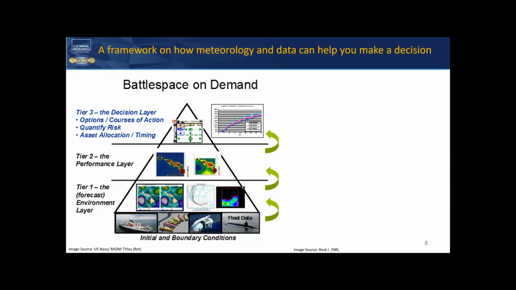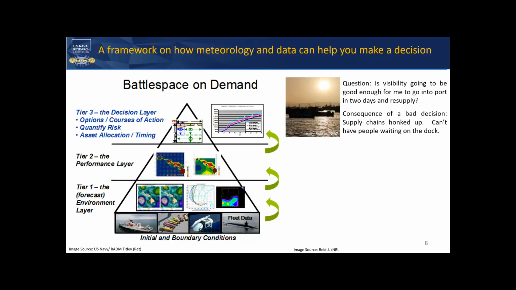So let me give you an example of how something like this works. What's your particular problem? Right? Is visibility going to be good enough for me to go into port? Right? So if the visibility is less than a kilometer or so, you don't want to bring your ship in to resupply. And what's the consequence of a bad decision? Well, I was planning on going into port tomorrow, and now I can't. And now I have all these people sitting on the dock waiting for me, and they're just kind of sitting on their hands.